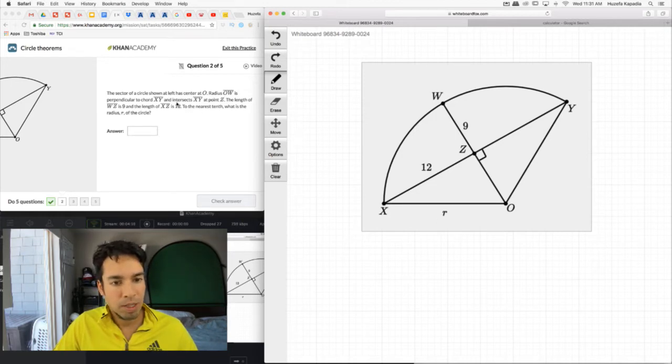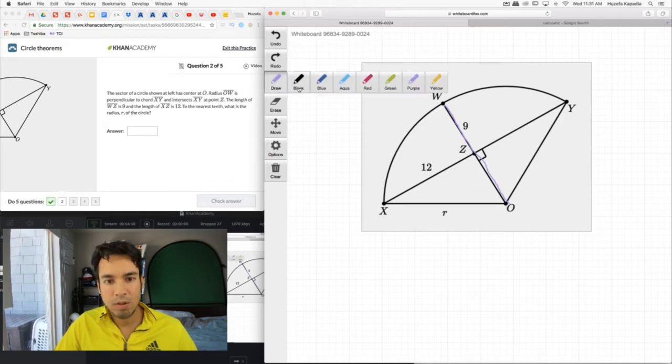Radius OW is perpendicular. So this is a radius perpendicular to XY, which we can see here by that right angle. And intersects XY at point Z, right? There's point Z. The length of WZ is 9, as they indicate. And the length of XZ here is 12. What is the radius of the circle? So in this case, we're trying to find this value right there. So that's the radius, and we need to know what that radius is.